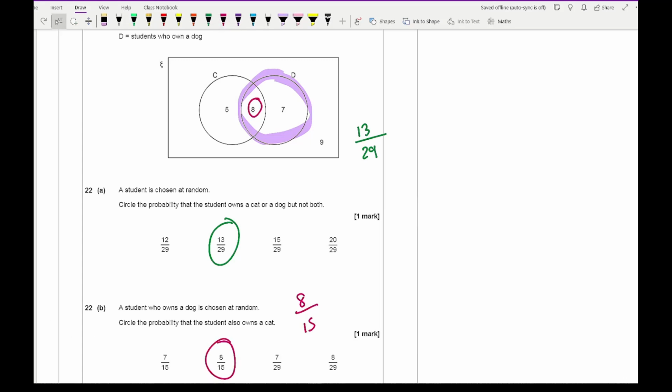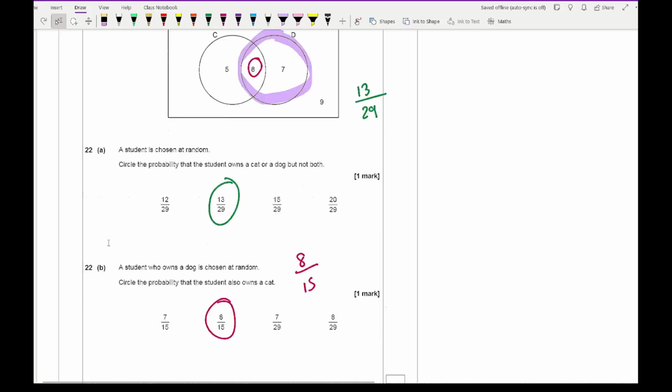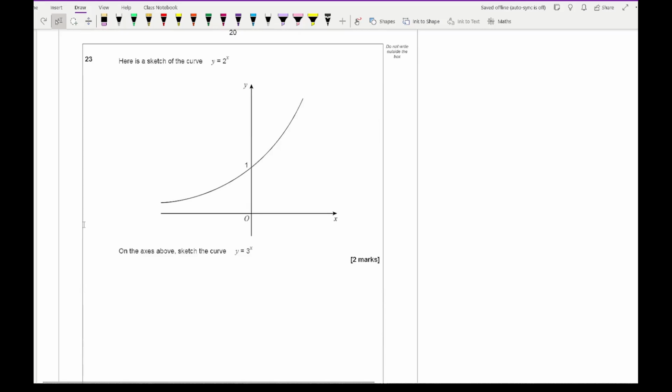Moving on to our next question, which is sketching a graph of a curve. We've been given the equation y equals 2 to the power x, and the question is asking us to draw the graph of y equals 3 to the power of x. Now, although we're sketching, what you could do is work out 3 to the power of minus 2, 3 to the power of minus 1, 3 to the power of 0, 3 to the power of 1, 3 to the power of 2, 3 to the power of 3.